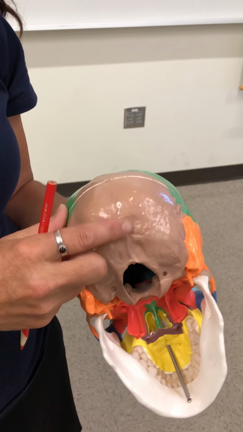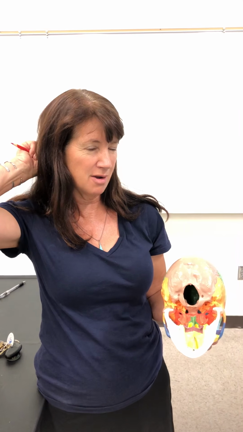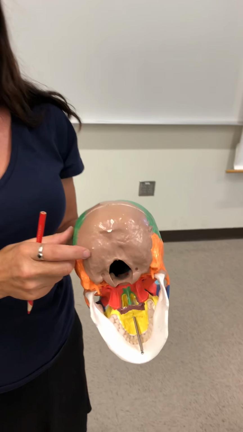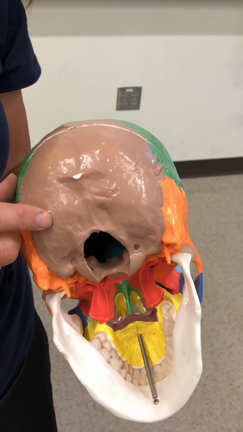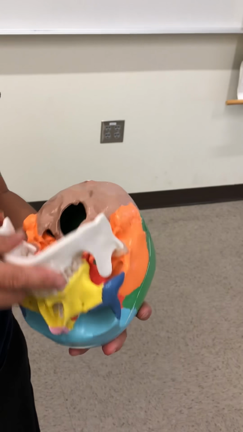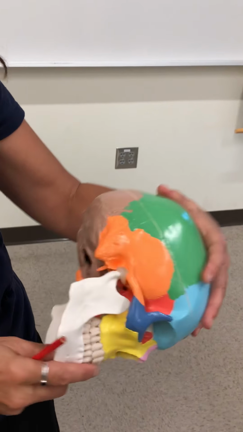You also have the little bump, which you can always feel in the back of your head. If you put your finger back there, you're like, oh yeah, I feel that little lump. That's called the external occipital protuberance. I think that's all we're going to talk about on that.